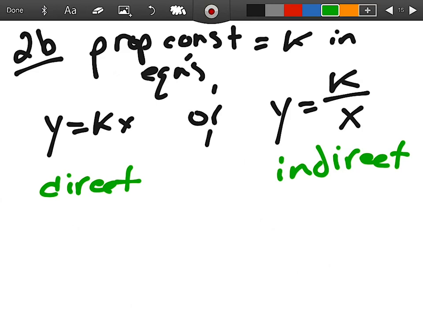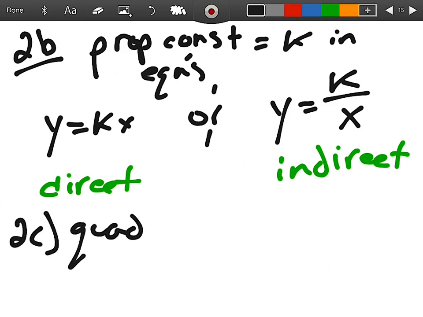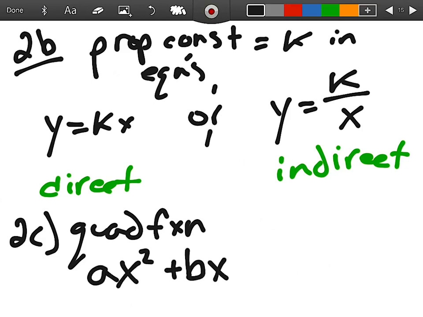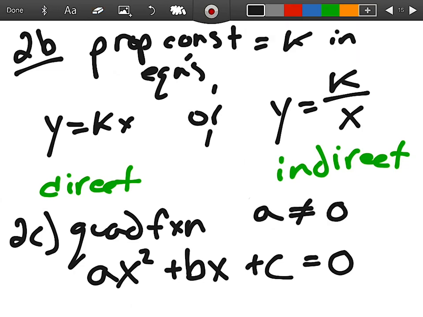What is a quadratic function? A quadratic function is a function of this form. So 2c, a quadratic function has the form ax squared plus bx plus c, where a cannot equal 0. Otherwise, it'll just be a line.